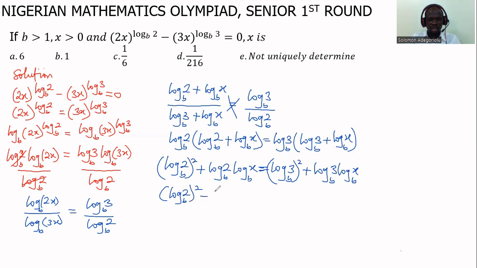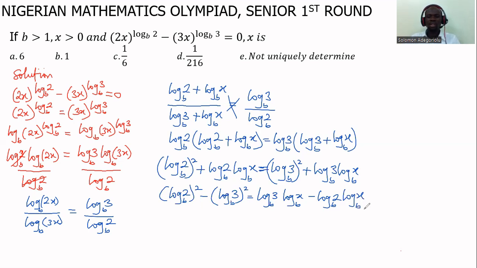And here, what do we have? Log 3 base b to the power of 2, which is equal to log 3 base b multiplied by log x base b. Then this one is coming to the side, which is going to be minus log 2 base b multiplied by log x base b.